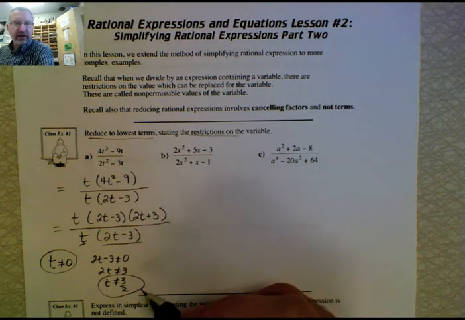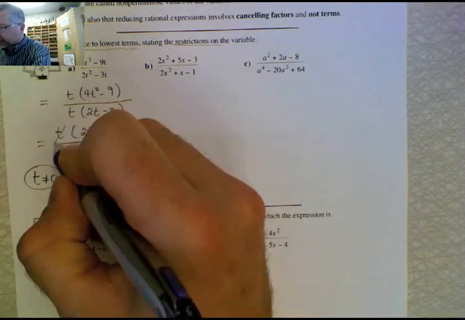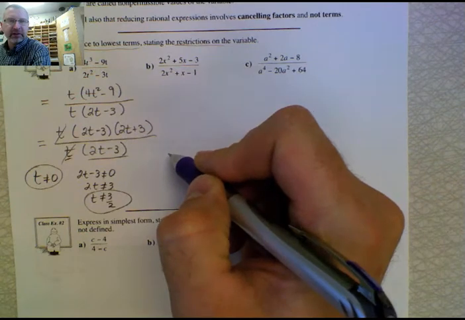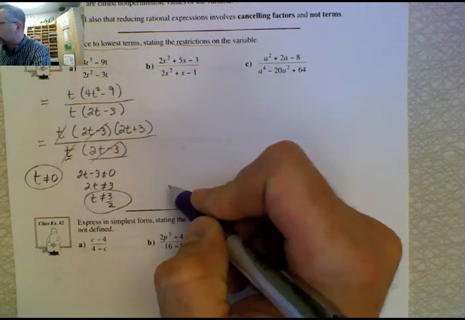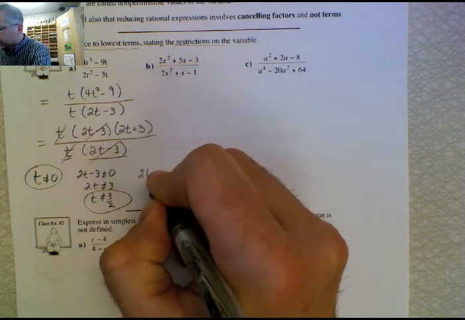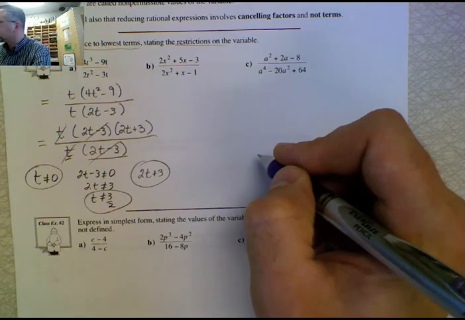Now that we've stated our restrictions, we can go ahead and cancel things. We have a common t in the numerator, which is a factor, so you can cancel it. We have a 2t minus 3 and a 2t minus 3. So our solution to this problem is just 2t plus 3.